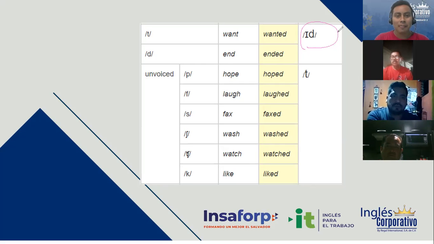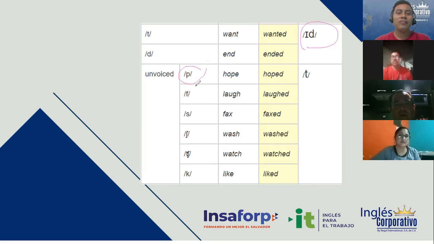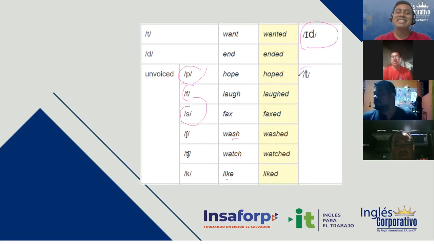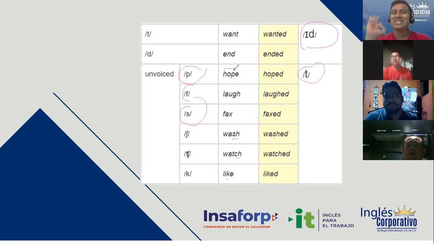Now, this is my next category, I would say. If a verb ends with a P or F sound or S sound, K, you need to pronounce it like T, okay? For example, hope. The last sound is P. So therefore we say hoped, only T, hoped. You do not say hoped with an id, never. You say hoped.